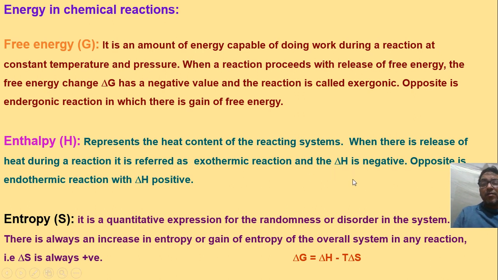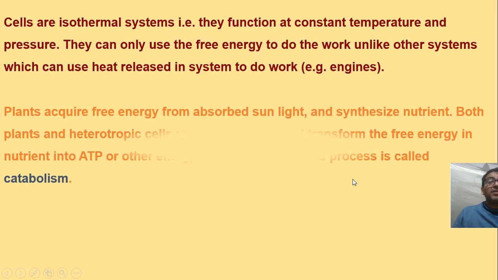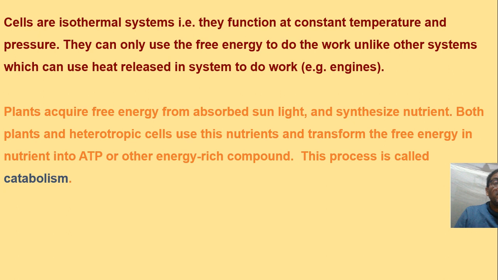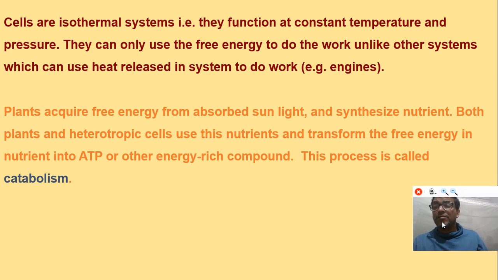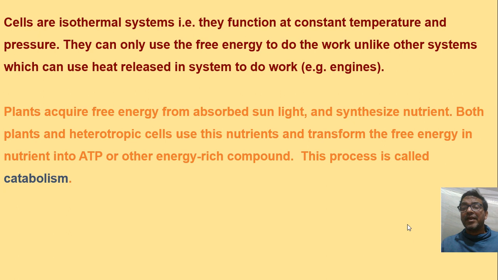So next we have that cells are isothermal systems. They function at constant temperature, and we are giving here the process. We know that there are two processes, anabolism and catabolism. Both plants and heterotrophic cells use ATP. The energy is basically from adenosine triphosphate. We get adenosine diphosphate, and when it stores the energy, it comes to adenosine triphosphate, ATP. So ADP plus energy is equal to ATP.